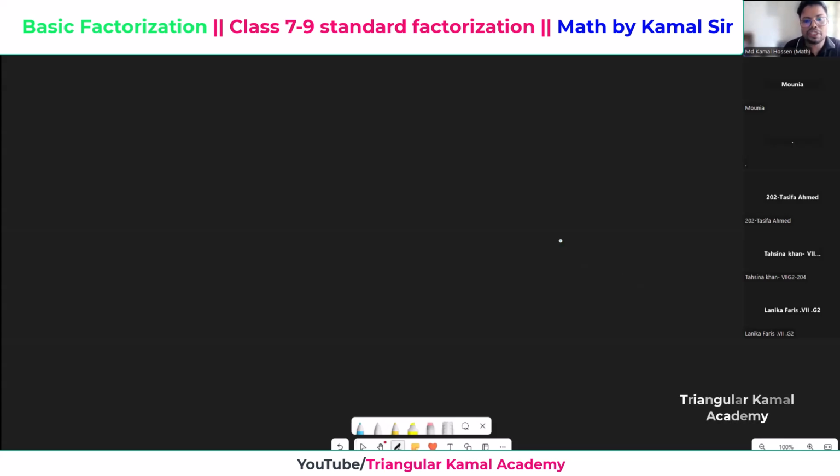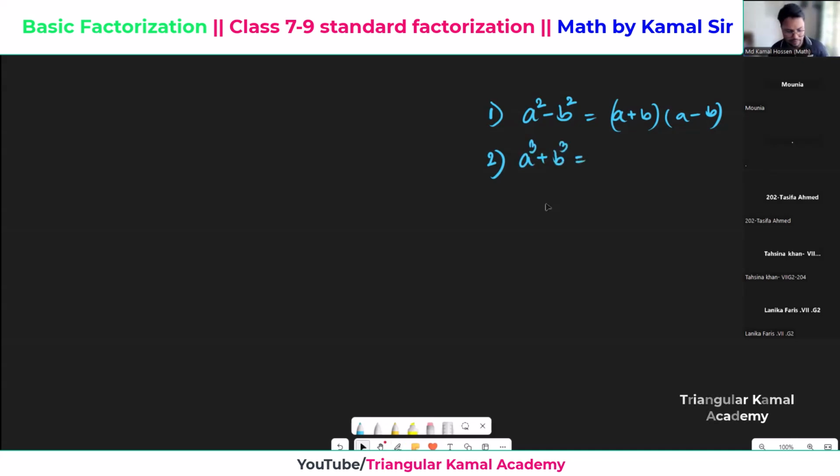One of the most important formulas we use to find the factors is number one, which is a square minus b square, and this is (a plus b)(a minus b). Okay, already we have applied this formula many times. Now, number two, do you know this formula like a cube plus b cube? There is also a factorization formula of a cube plus b cube. Is there anyone who can say this formula?